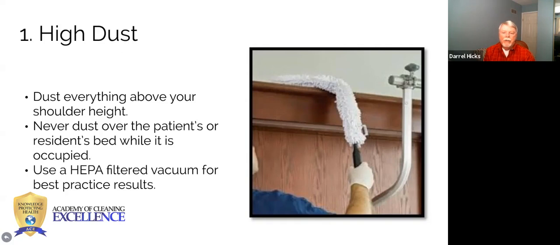But here we're talking about processes that start high to low because of gravity. If you use a duster and dust falls off that ledge, then it falls to the floor. It's going to get mopped and removed later. But we need to control the dust, and so we high dust everything shoulder height and above. And the best practice is to use a HEPA filtered vacuum to remove that dust.